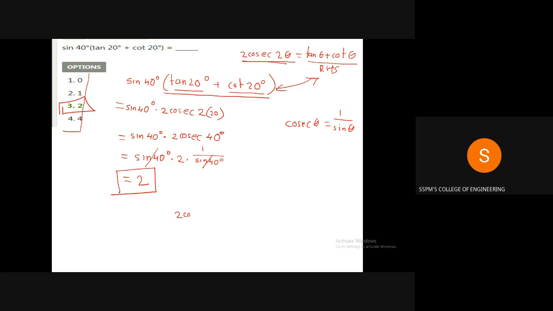That is 2 cosec 2 theta is equal to tan theta plus cot theta. Whenever addition of tan theta plus cot theta is given in the example, you will use this formula. Tan theta plus cot theta is equal to 2 cosec 2 theta.